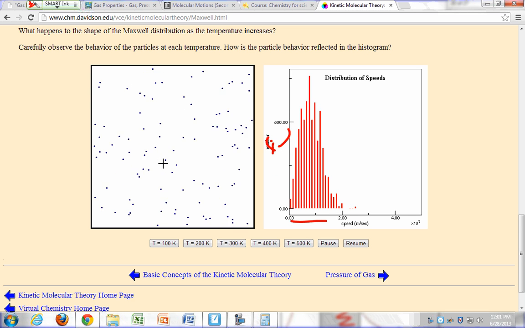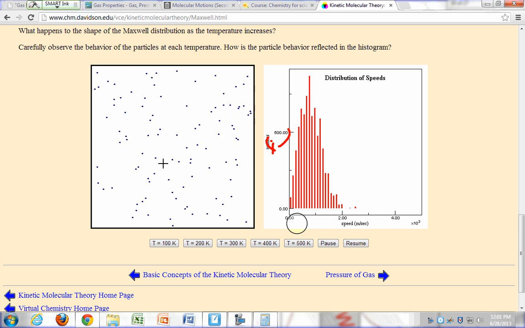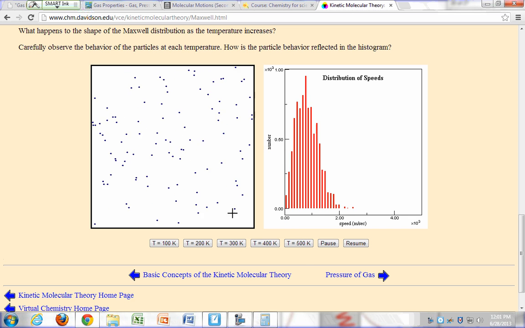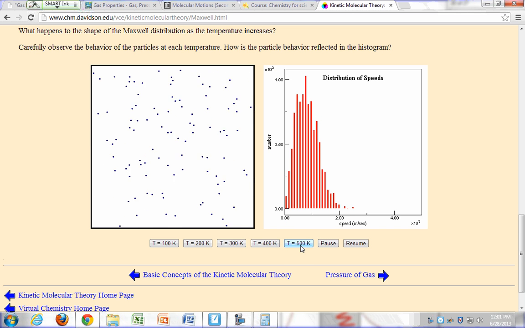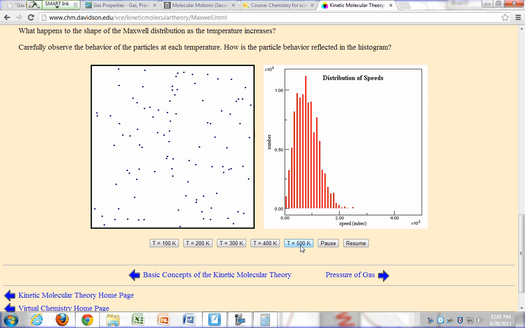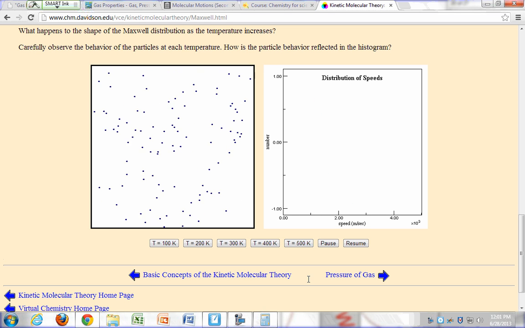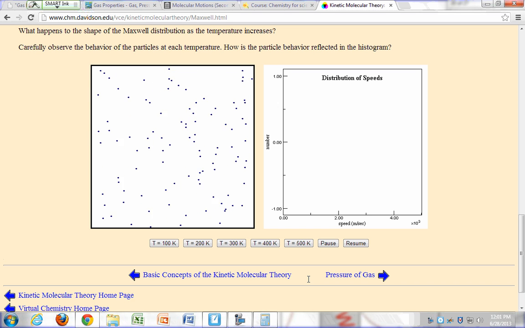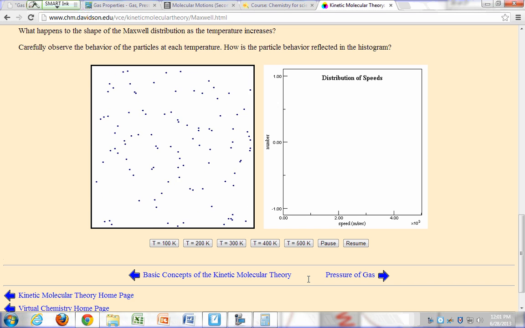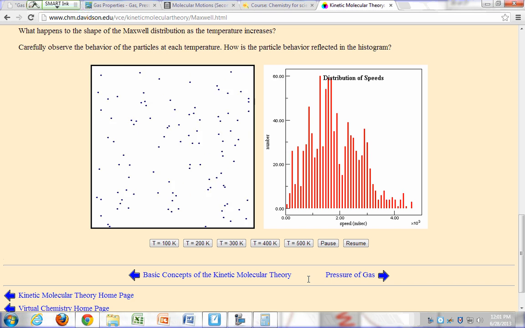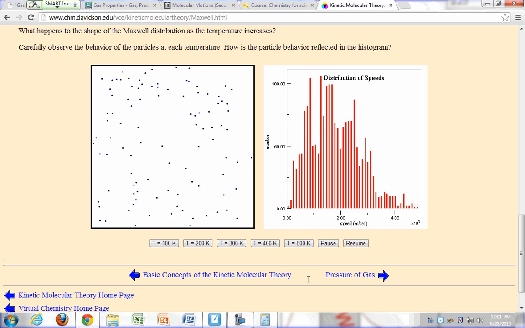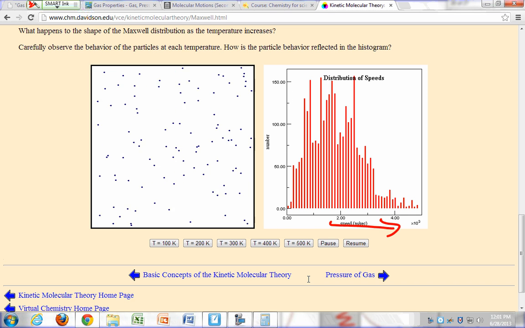What would happen if you were to raise the temperature to, let's say, 500 K? You know that they're going to speed up, right? The average speed is going to increase, and you'll notice, at 500 Kelvin, give it time to settle down, you have more molecules at higher speed over on this side.